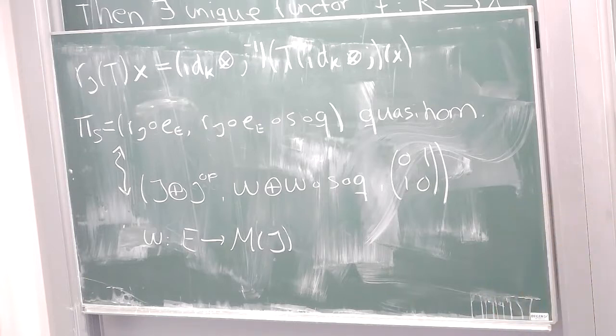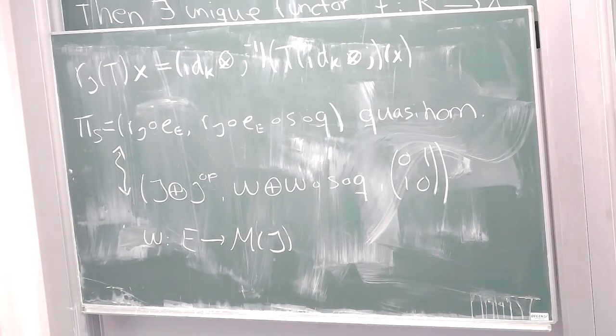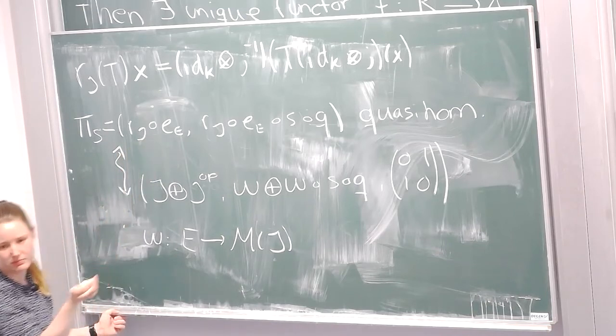E goes into K tensor E, and then the domain of RJ: J goes to the multiplier of K tensor E. And of course it's continuous, so we need to look at RJ on elements in K tensor E.